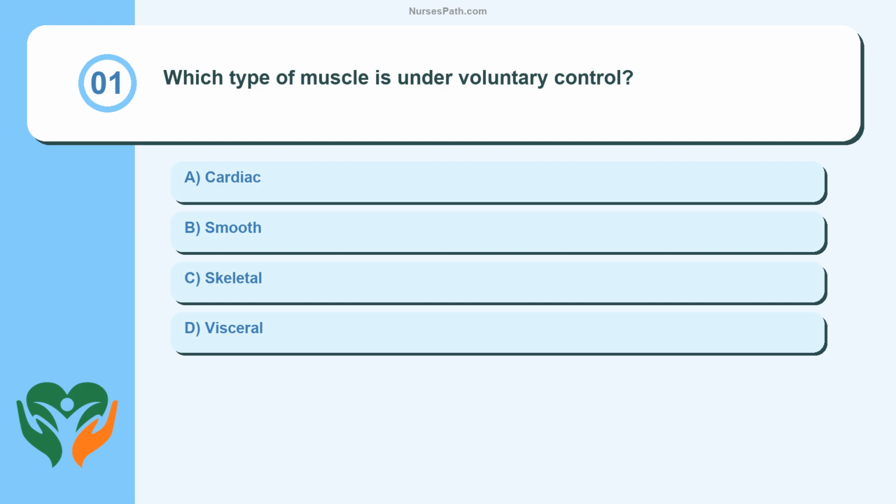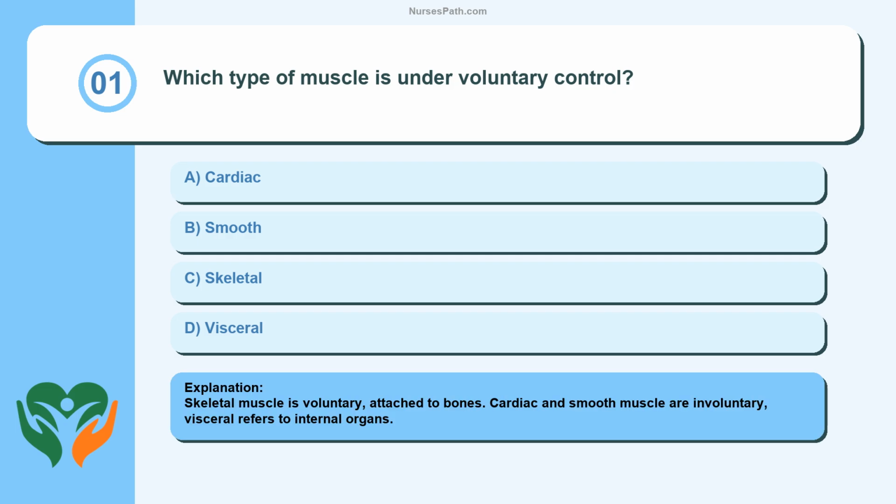Question 1. Which type of muscle is under voluntary control? Cardiac, smooth, skeletal, visceral. Skeletal muscle is voluntary, attached to bones. Cardiac and smooth muscle are involuntary, visceral refers to internal organs.